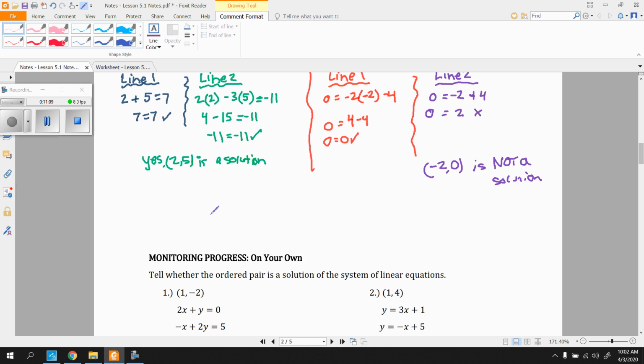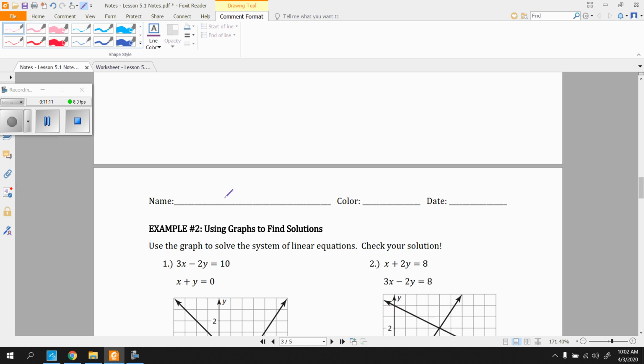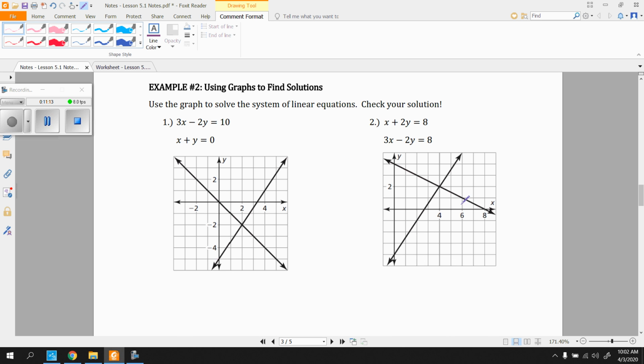The only other part of the homework, we'll skip ahead here to the next section, example 2. Now we're seeing some graphs. The directions say use the graph to solve the system of linear equations. Check your solution. Okay, so we're baby stepping it here a little bit. Now the graphs are made for you. You can see 3x minus 2y equals 10. Which line is that?